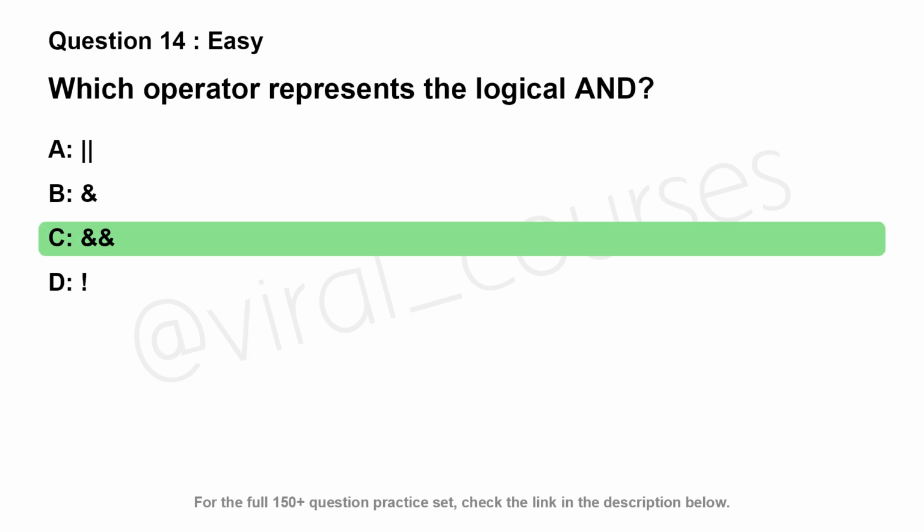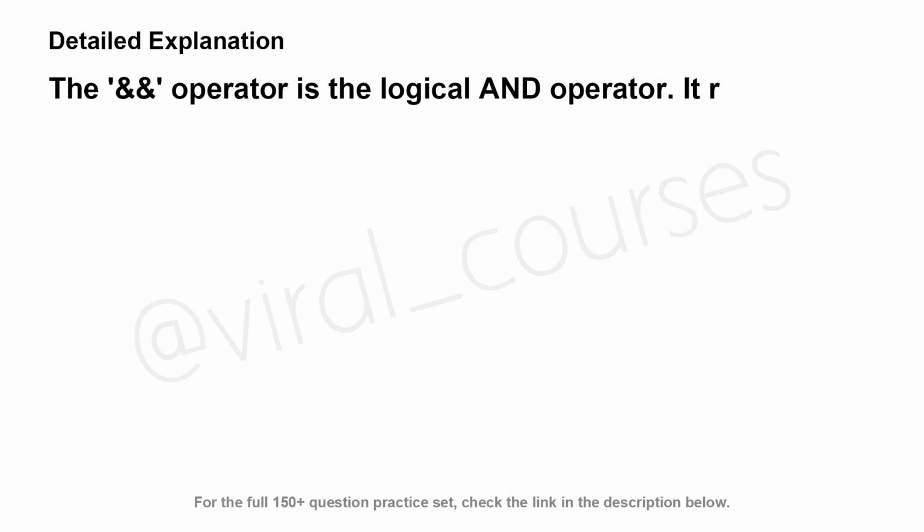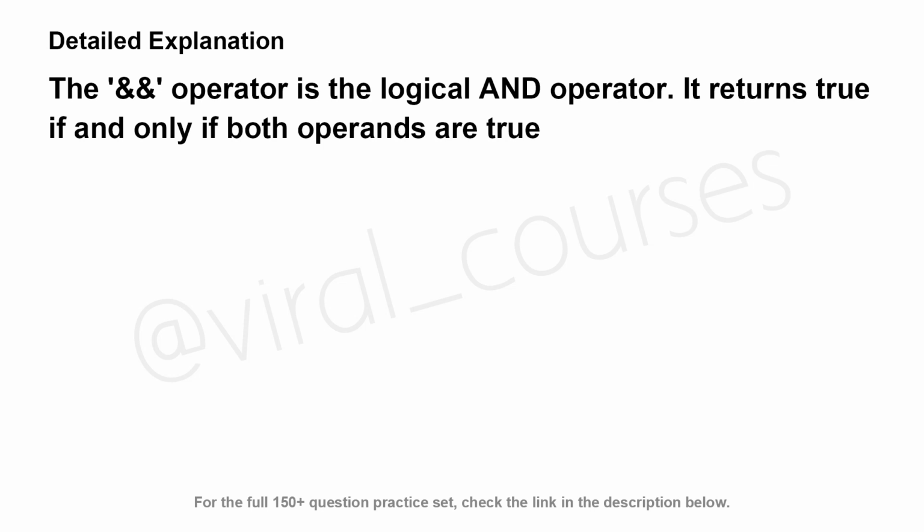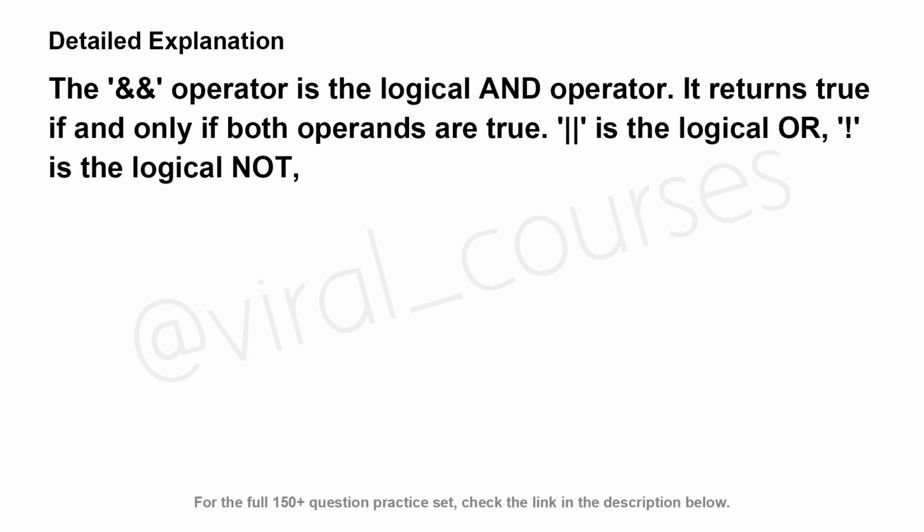The correct answer is C. The && operator is the logical AND operator. It returns true if and only if both operands are true. || is the logical OR. ! is the logical NOT. And & is the bitwise AND.